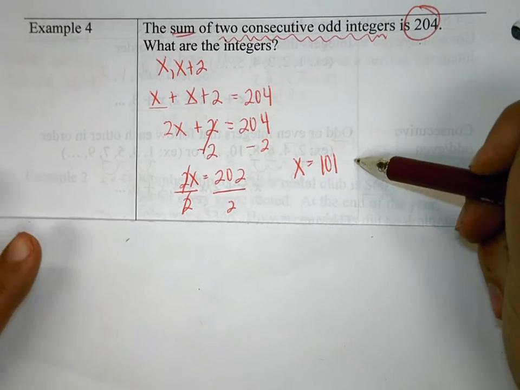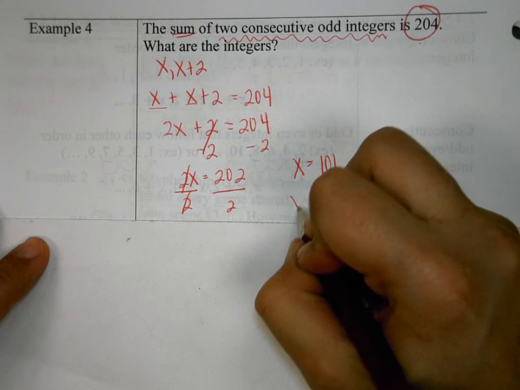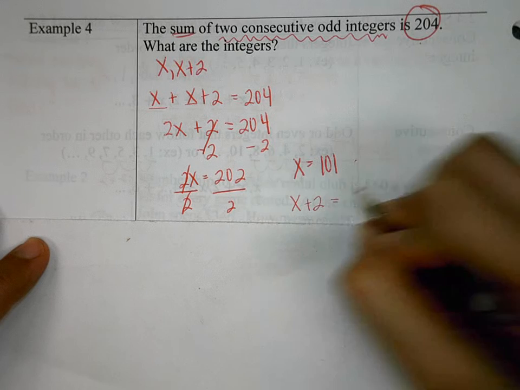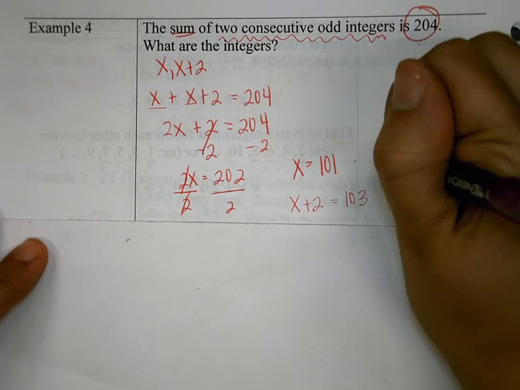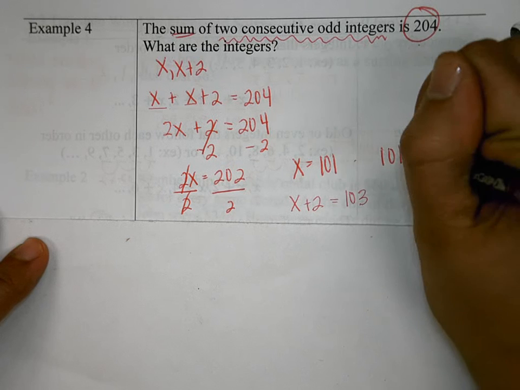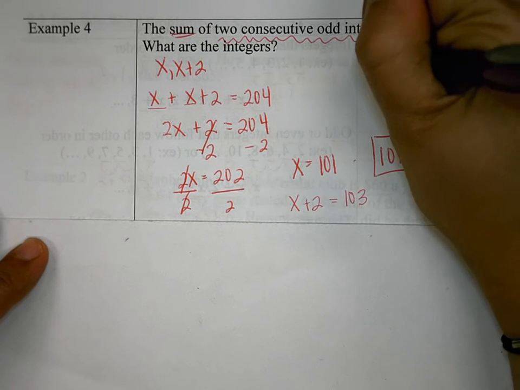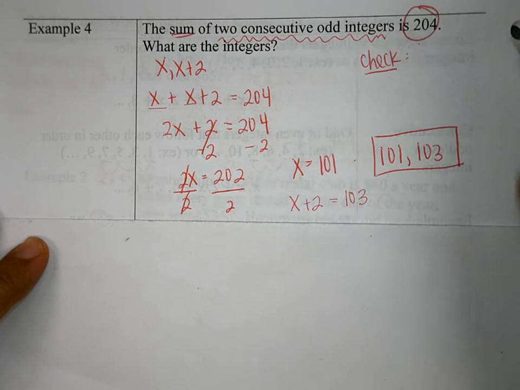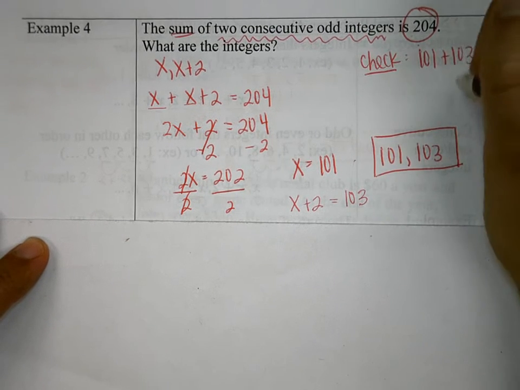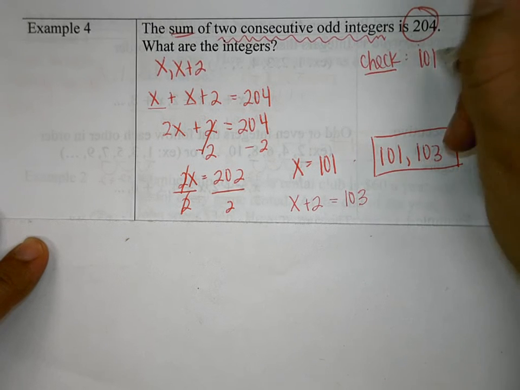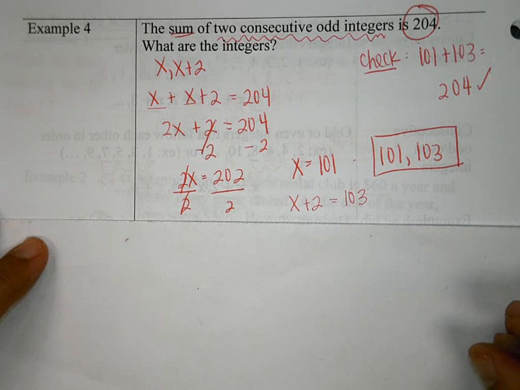First of all, is that an odd integer? Yes, it is. So we have to find the next one, x plus 2, which gives me 103. So my two integers should be 101 and 103. Now do a quick check on those. 101 plus 103: 1 plus 3 gives me 4, 0 plus 0 gives me 0, and 1 plus 1 gives me 2. So it checks out.